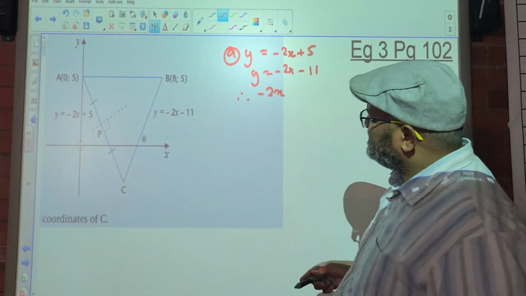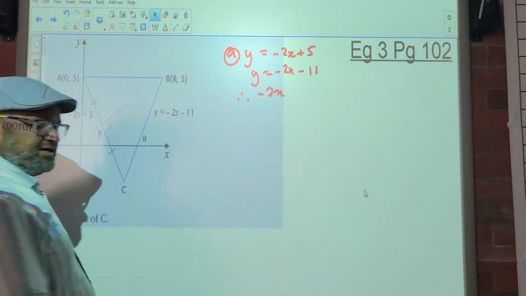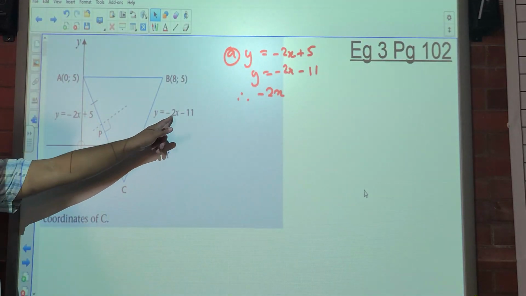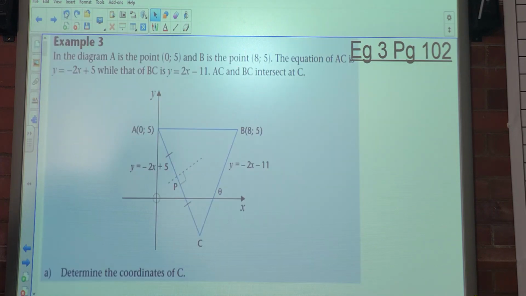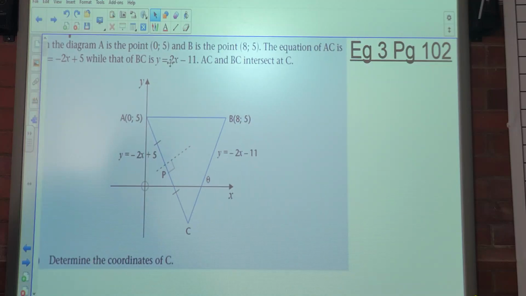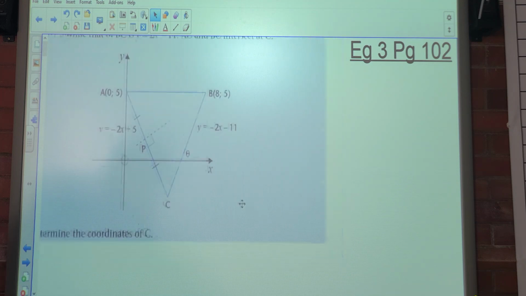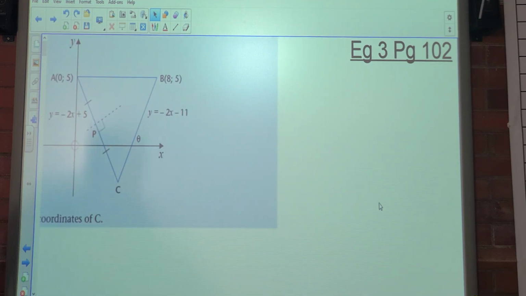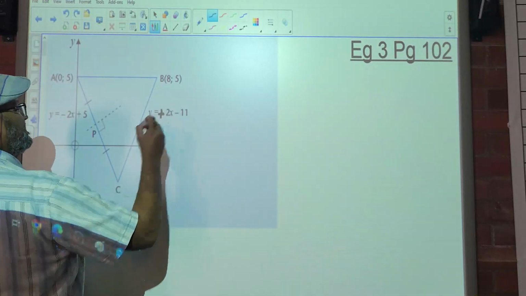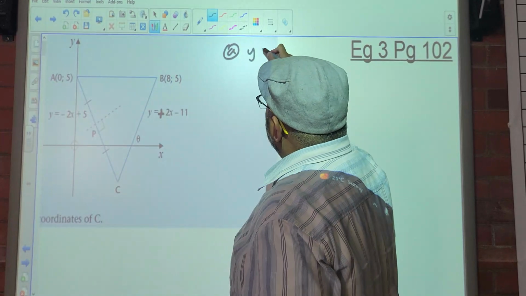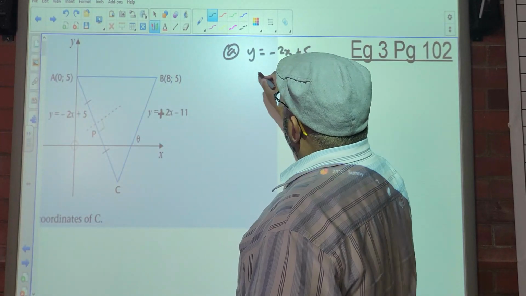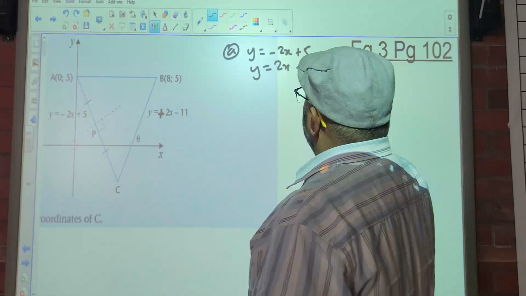There's a problem here. The gradient is wrong here. You see, this is a positive gradient, you got negative 2x here. Okay, there's a typing error there. Can you see that, people? You got 2x minus 11, yes, negative 2x minus. Can you see the problem? Okay, so we'll just change that. There we go. So the one equation is y is equal to negative 2x plus 5, and the other one is y is equal to 2x minus 11.